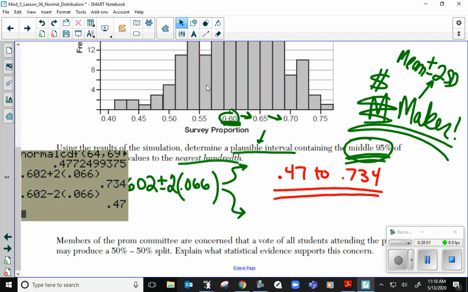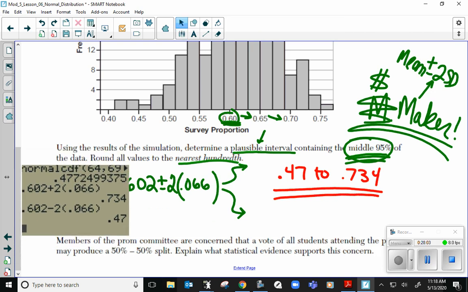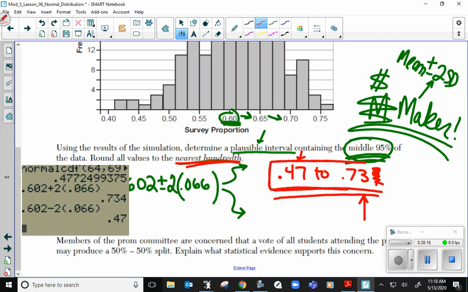How come you would lose a point here? Because you need to round your values to the nearest hundredth. This is to the hundredth. This is not. So in order for that to be correct, that will stay 0.73. That is your interval right there. That was easy. That was real easy.